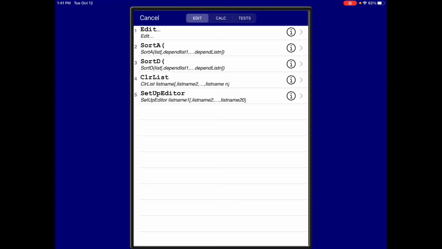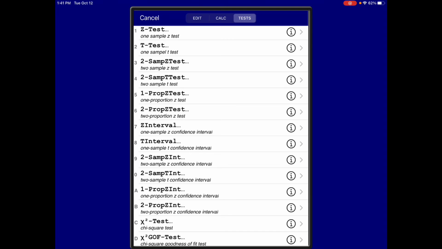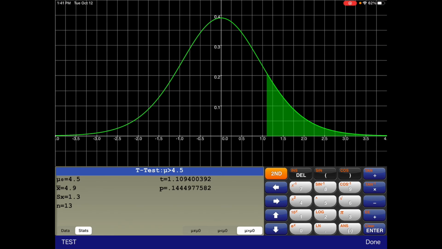We are going to go to stat, to test, to t-test, and we need to enter in our mu naught value, which was given to us as 4.5, x bar, which was also given to us in part A as 4.9, s is 1.3, and our sample size is 13. All of these values were given to us. In addition, our alternative hypothesis is greater than, so make sure to select that. Once you have that, select enter. You will see that you have t equals and a p-value. So t is going to be our test statistic for this distribution, and then p is going to be the p-value that corresponds to it.